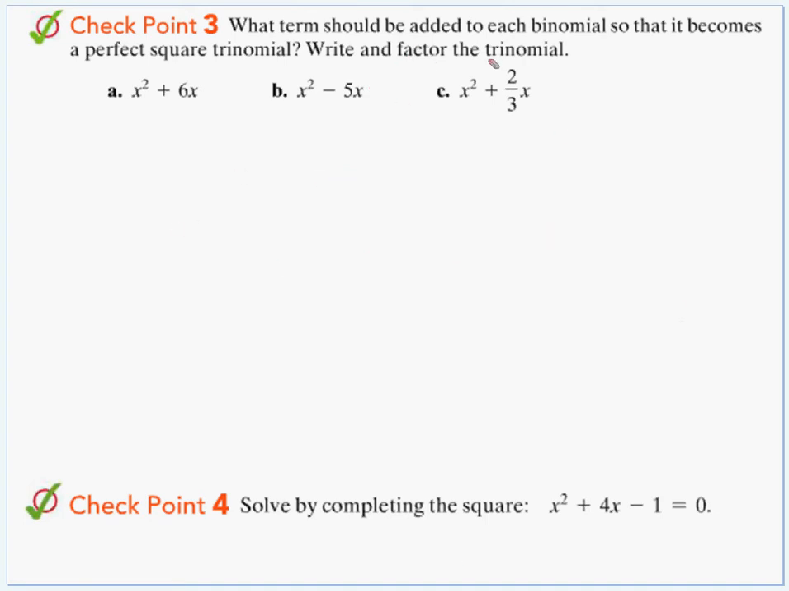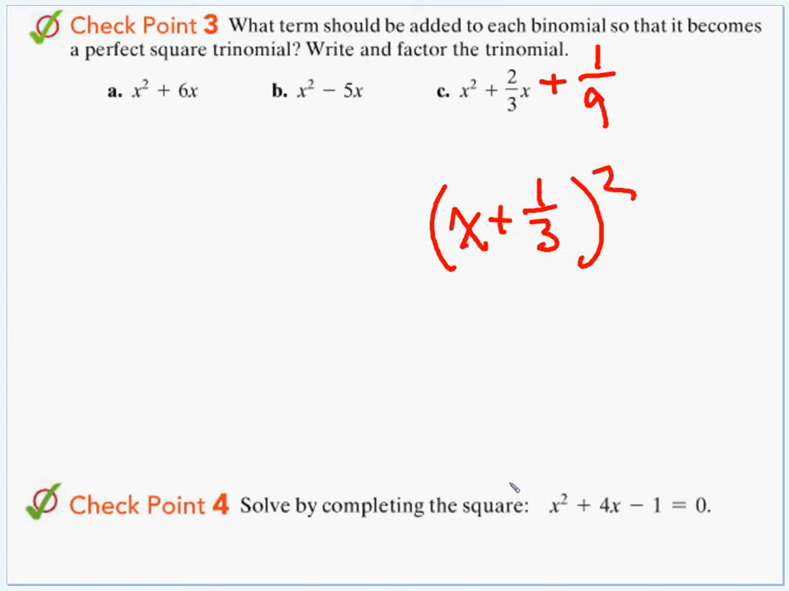Now for this one, our b value is already a fraction. Our numerator is an even number, so to cut that in half, we could just half the numerator. Half of 2/3 is 1/3. But remember, to turn this into a perfectly squared trinomial, we're going to square the numerator and square the denominator. And again, just because it's fun, we could make this into an x plus 1/3 quantity squared. It became a perfectly squared trinomial.